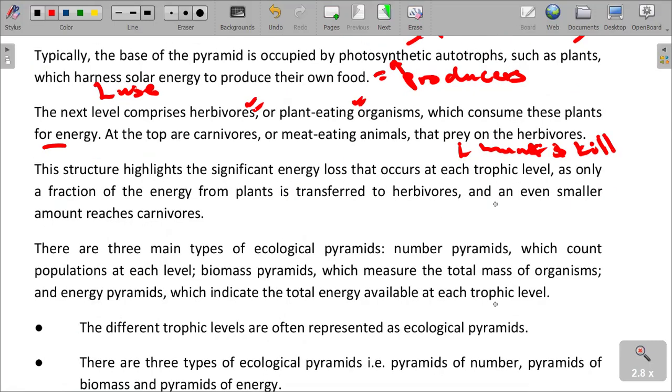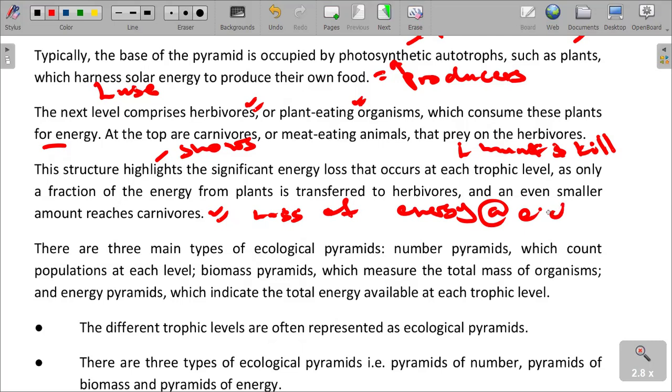What we need to understand is that this structure highlights the significant energy loss that occurs at each trophic level, as only a fraction of the energy from plants is transferred to the herbivores, and an even smaller amount reaches the carnivores. So there is loss of energy at each trophic level. We have already talked about the cause of loss of energy at each trophic level.